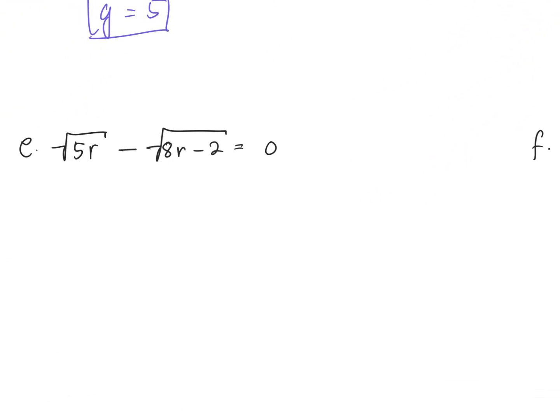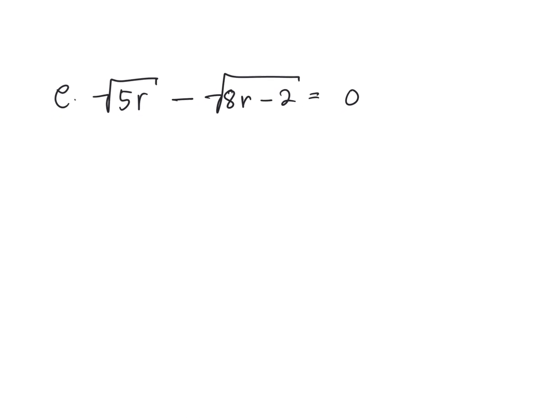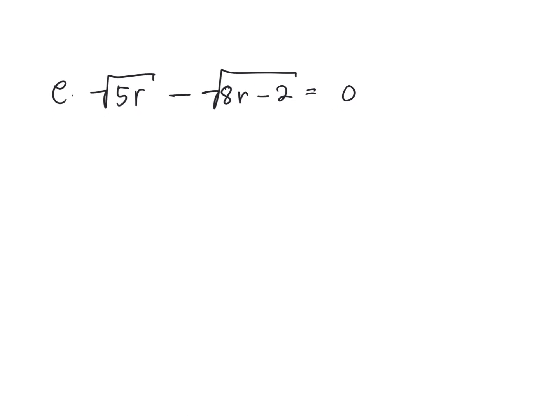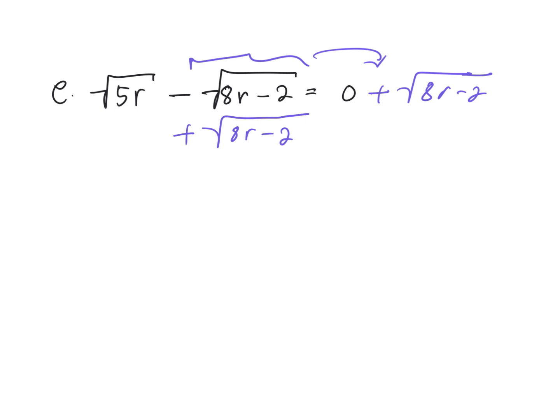Okay, let's go for letter E. This is also very interesting. The very first thing we're going to do here is move this side, this one, to the other side. We can accomplish that by adding root 8r minus 2 on both sides. So this will be cancelled out. What is left on this side is just 5r is equal to the square root of 8r minus 2.